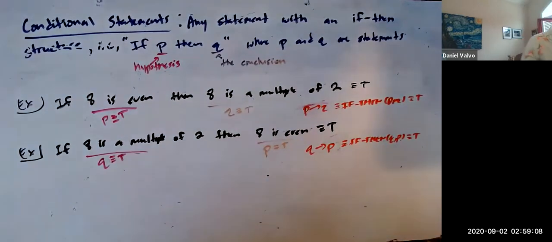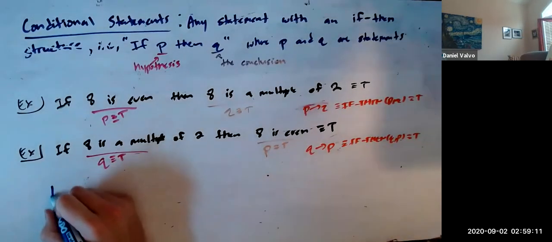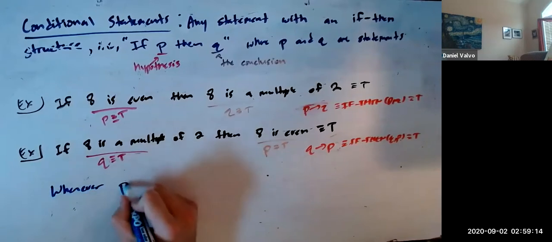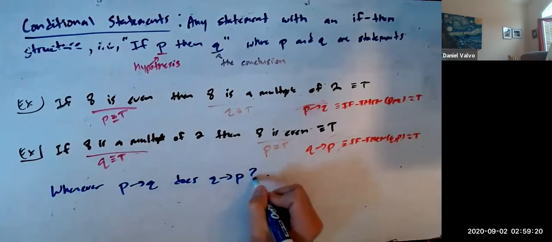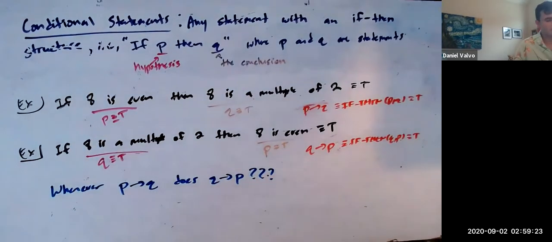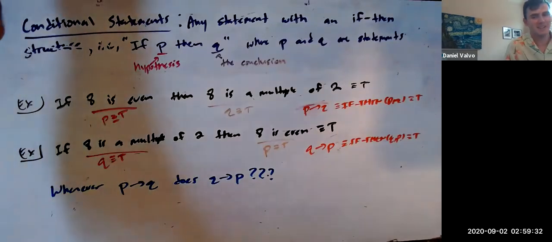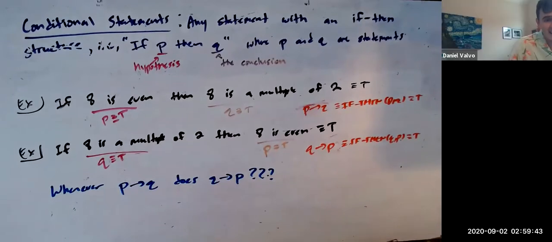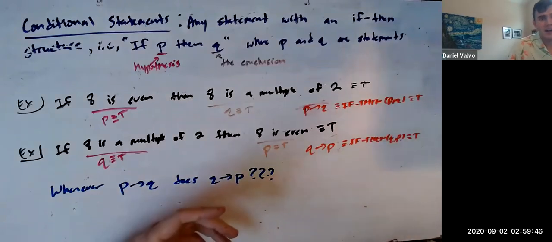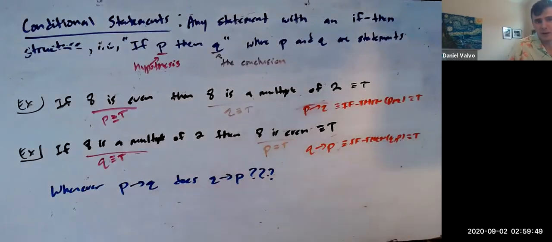So here's the question. Whenever P implies Q, does Q imply P? I don't think so. Why not? That doesn't feel right, does it? Yeah, because I feel like there's some case where, for example, all squares are rectangles, but not all rectangles are squares. Exactly. Something just like that is a perfect example of where this breaks down.